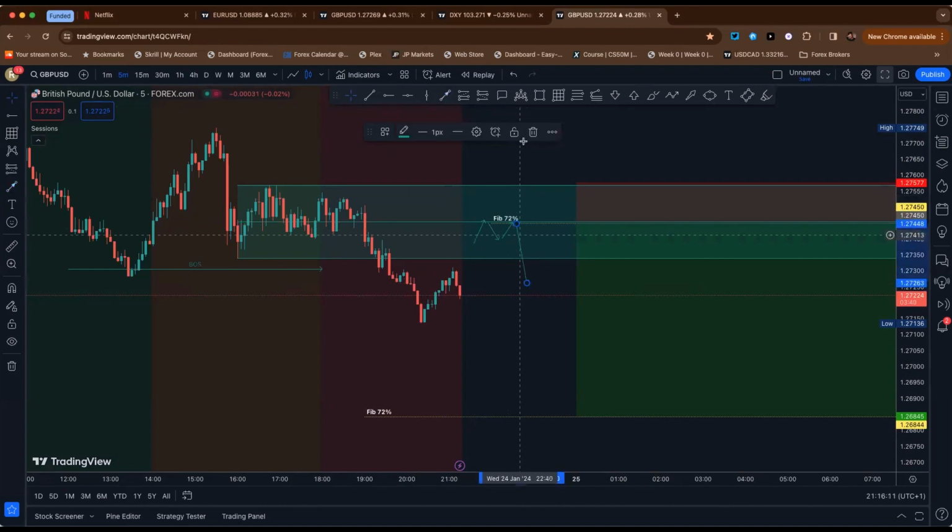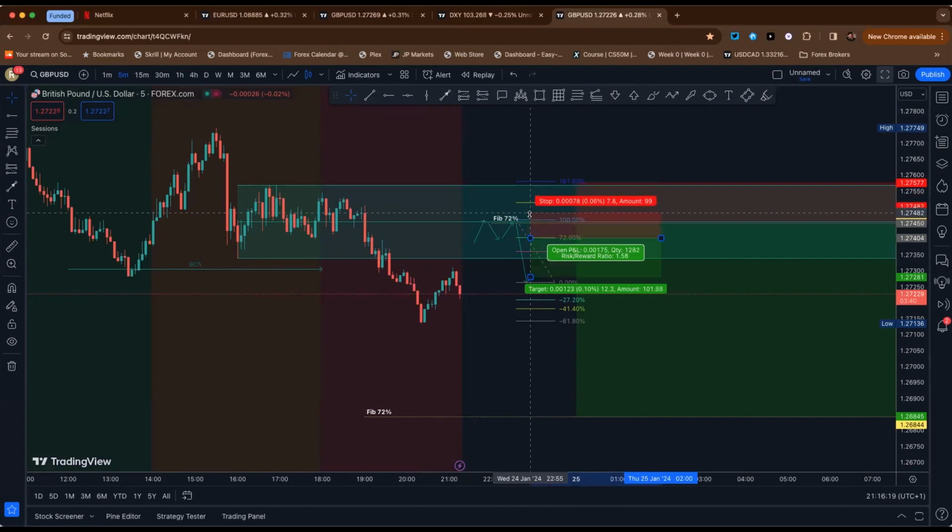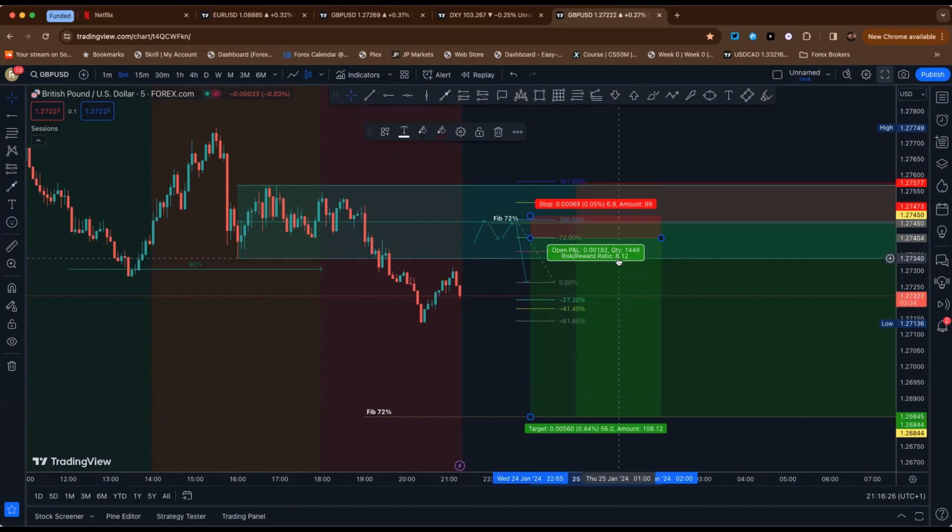When that happens, I'm going to place my fib from the high to the low point, and then I'll place my sell limit like that. I'll place my stop loss there, and then I'll target that. That will be an 8.12 R trade.